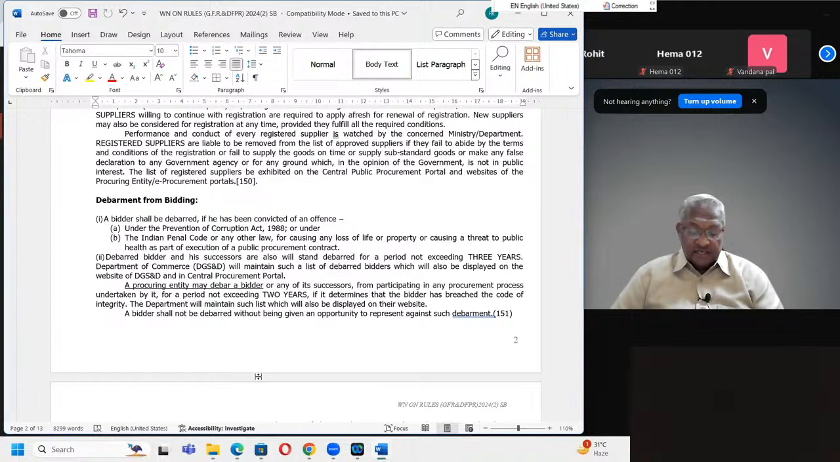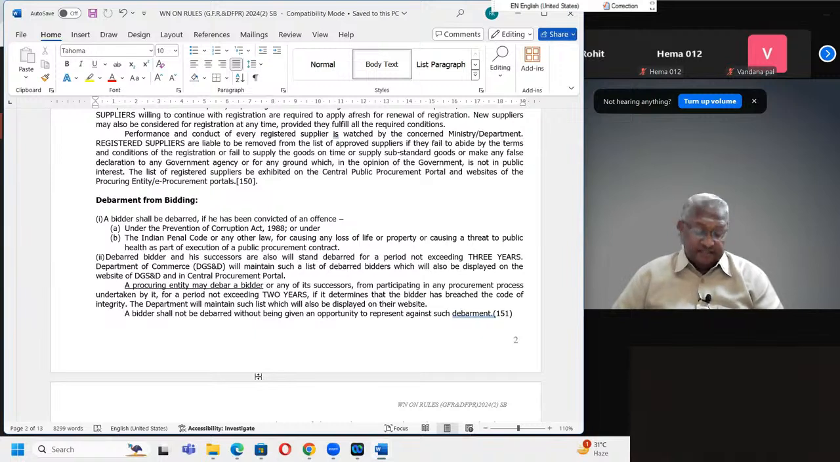A bidder shall not be debarred without being given an opportunity to represent against such debarment. If someone has to be debarred, in that case they have to be given an opportunity to explain. They should get a chance from their side.